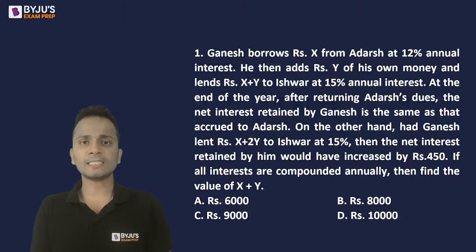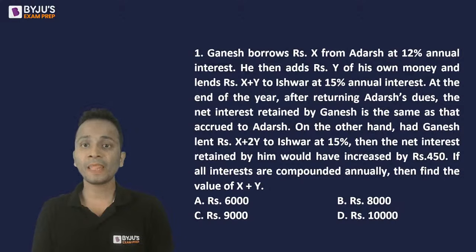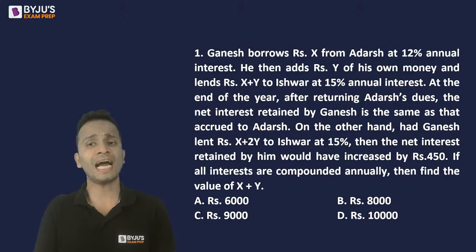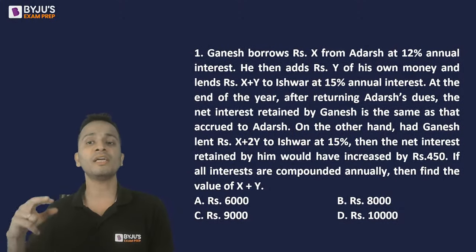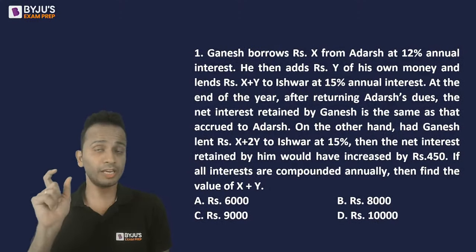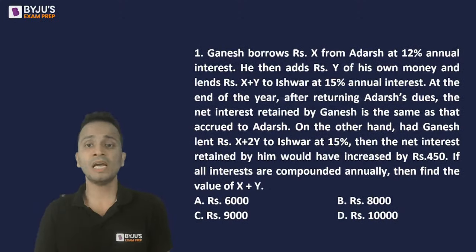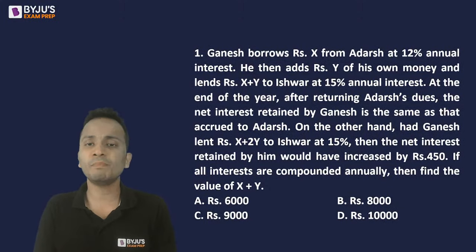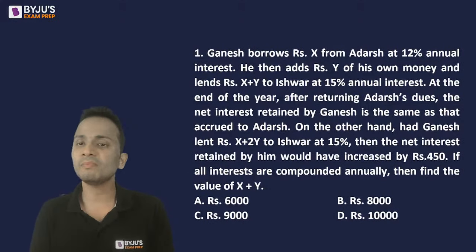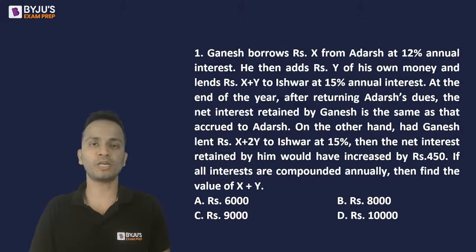So the question says that Ganesh borrows rupees X from Adarsh at 12% annual interest. He then adds rupees Y of his own money and lends rupees X plus Y to Ishwar, the third person, at 15% annual interest. At the end of the year, after returning Adarsh's dues, the net interest retained by Ganesh is the same as that accrued to Adarsh. So this is the most important line.